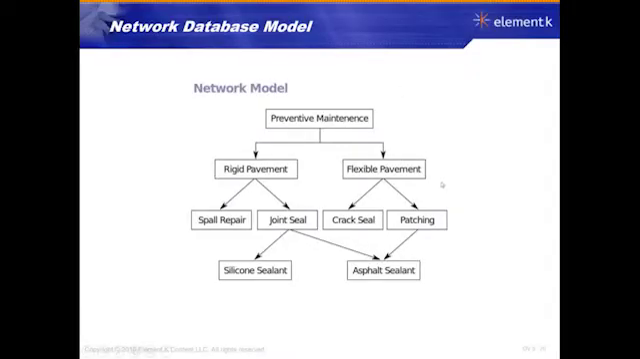Here is the same sort of concept, but in a network database model. Again, we have the maintenance here, and we have rigid pavement and flexible pavement. And it looks like it's in a tree, but you'll notice that one set of records can have multiple parents. So you can have a set of records that have multiple parents and multiple children. It doesn't have to be strictly hierarchical. It can be many to many, not just one to many.